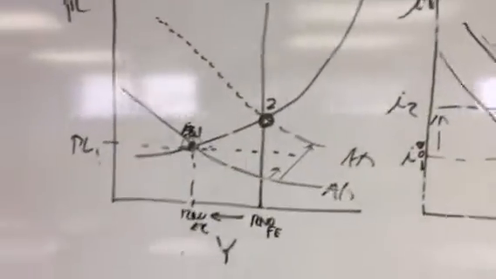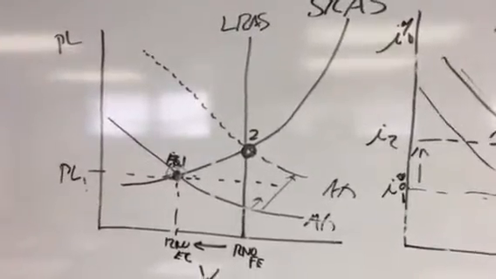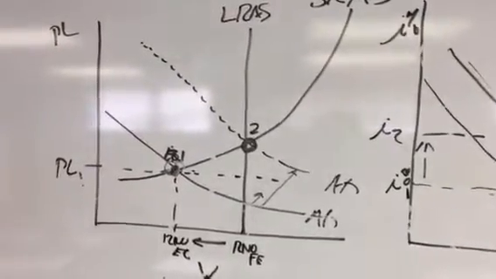Clearly, the expansionary policy to fight a recessionary gap would be an increase in aggregate demand, which of course increases the price level.